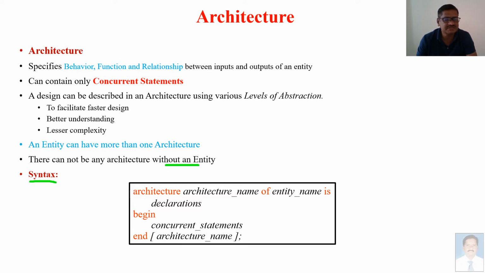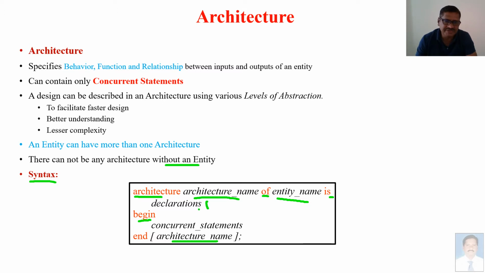Now we will discuss the syntax of the architecture. The architecture starts with the reserved word architecture, followed by the name of the architecture. This is a user-defined parameter, that is, an identifier. Then the reserved word of, followed by the name of the entity for which this architecture is defined. Then is, declarations, then begin, concurrent statements, end, and the name of the architecture.